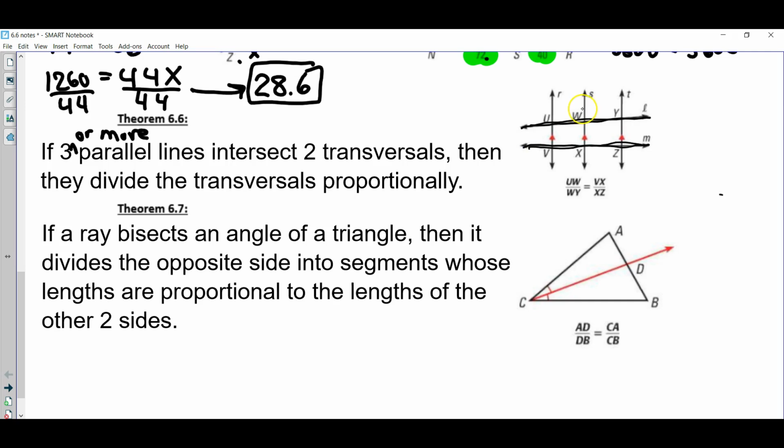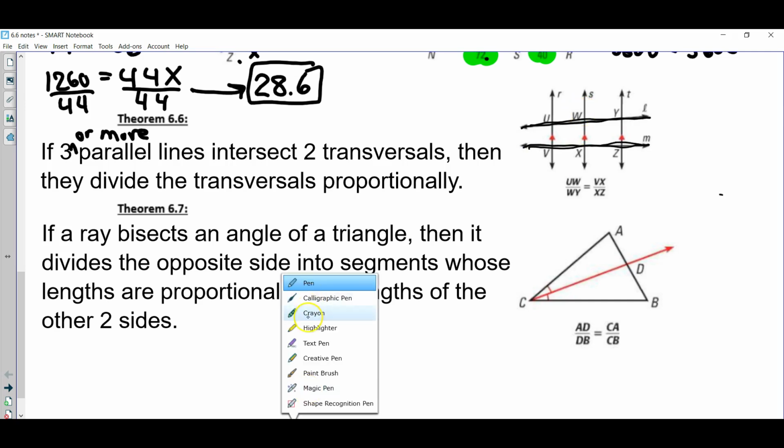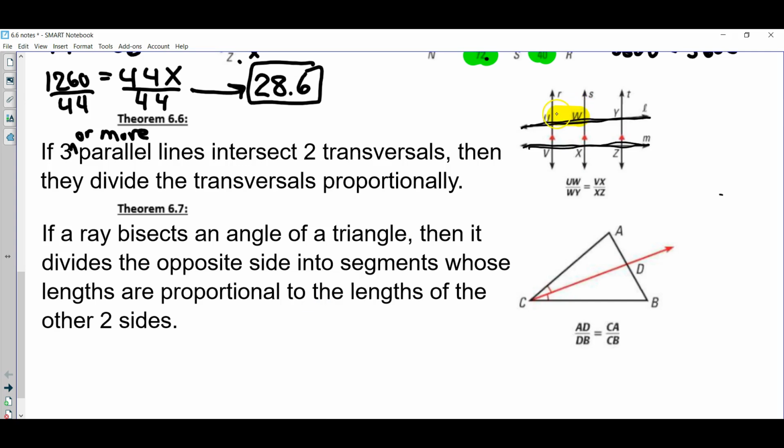What that means is, for example, that UW, which is this length here, and VX across here, those two are going to be in the same ratio as WY would be to XZ. We'll look at an example of how that's applied in just a moment.